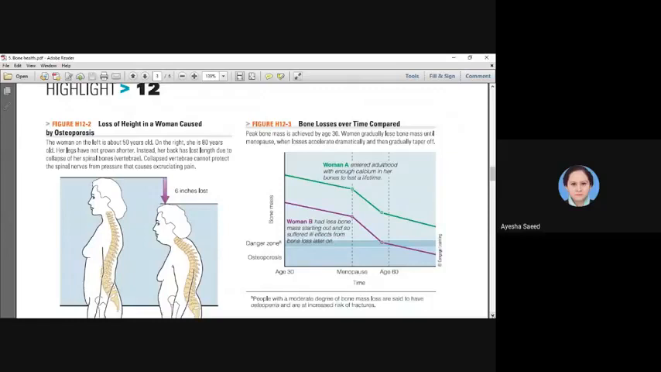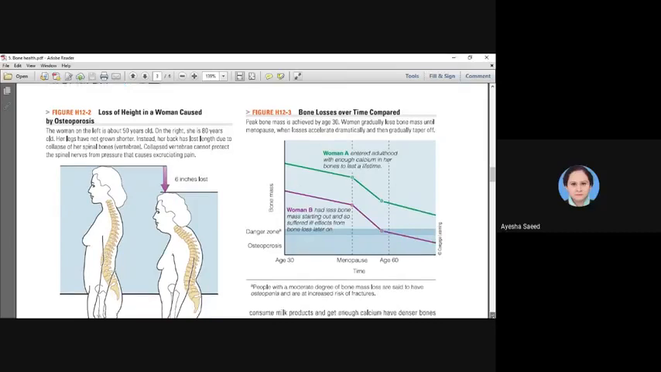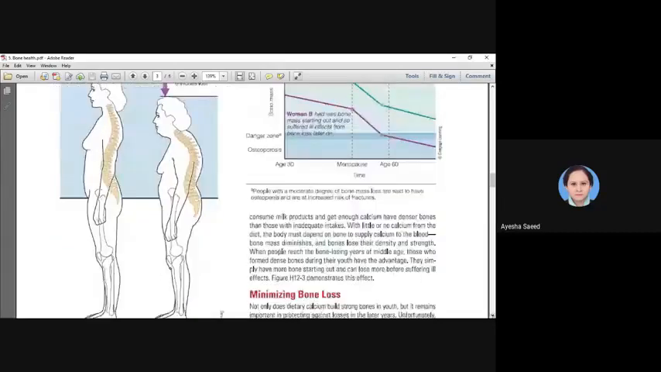The woman on the left is about 50 years old, and on the right, she is 80 years old. Her legs have not grown shorter, instead, her back has lost length due to collapse of the spinal bones. Collapsed vertebrae cannot protect the spinal nerves from pressure that causes excruciating pain.